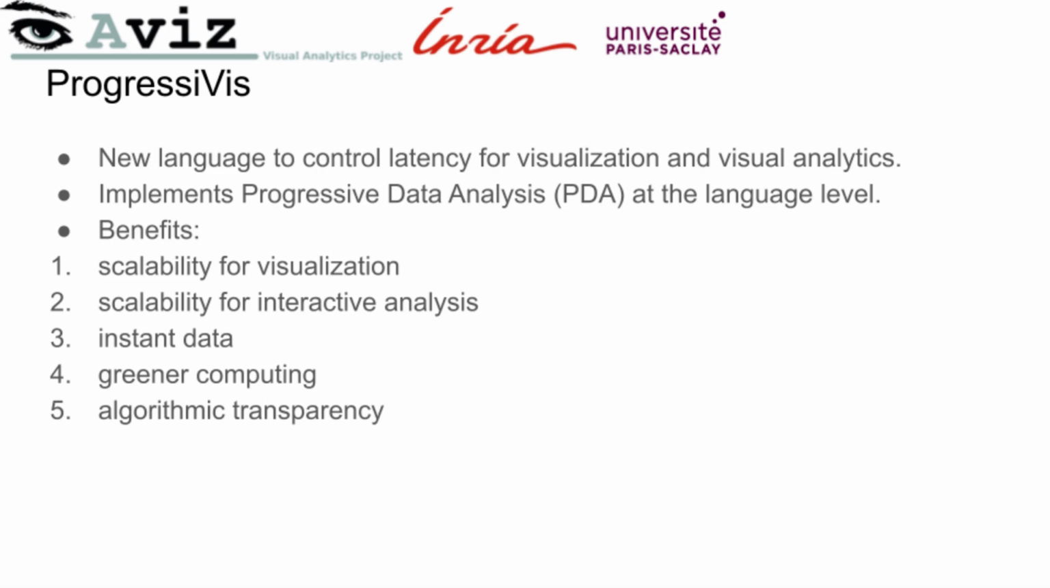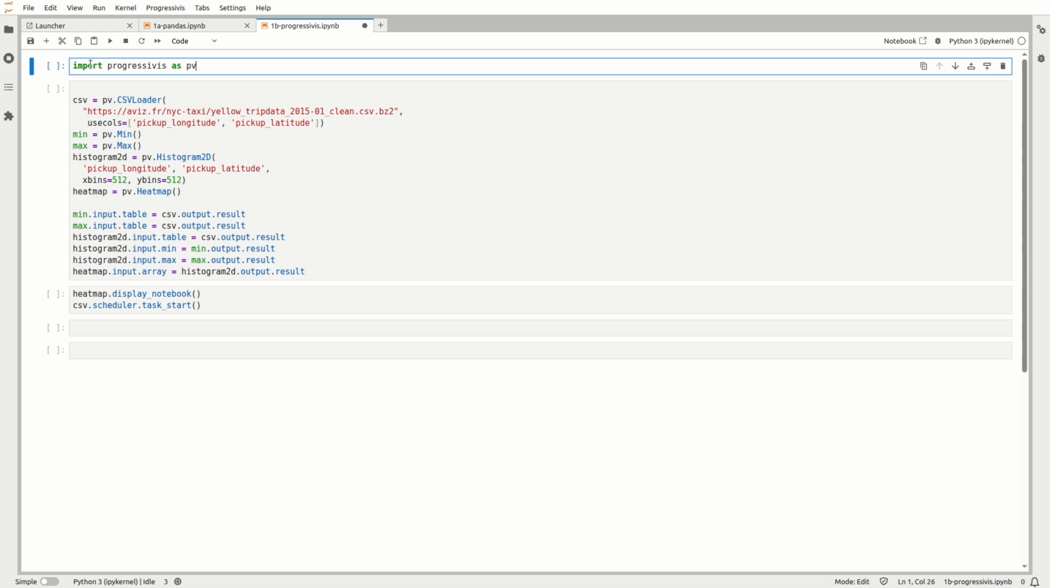Let's see a few examples. First, using the textual version of ProgressiVis, then the UI-based version, both running in JupyterLab notebooks. ProgressiVis is a data flow language. A program is composed of modules connected to form a directed acyclic graph.